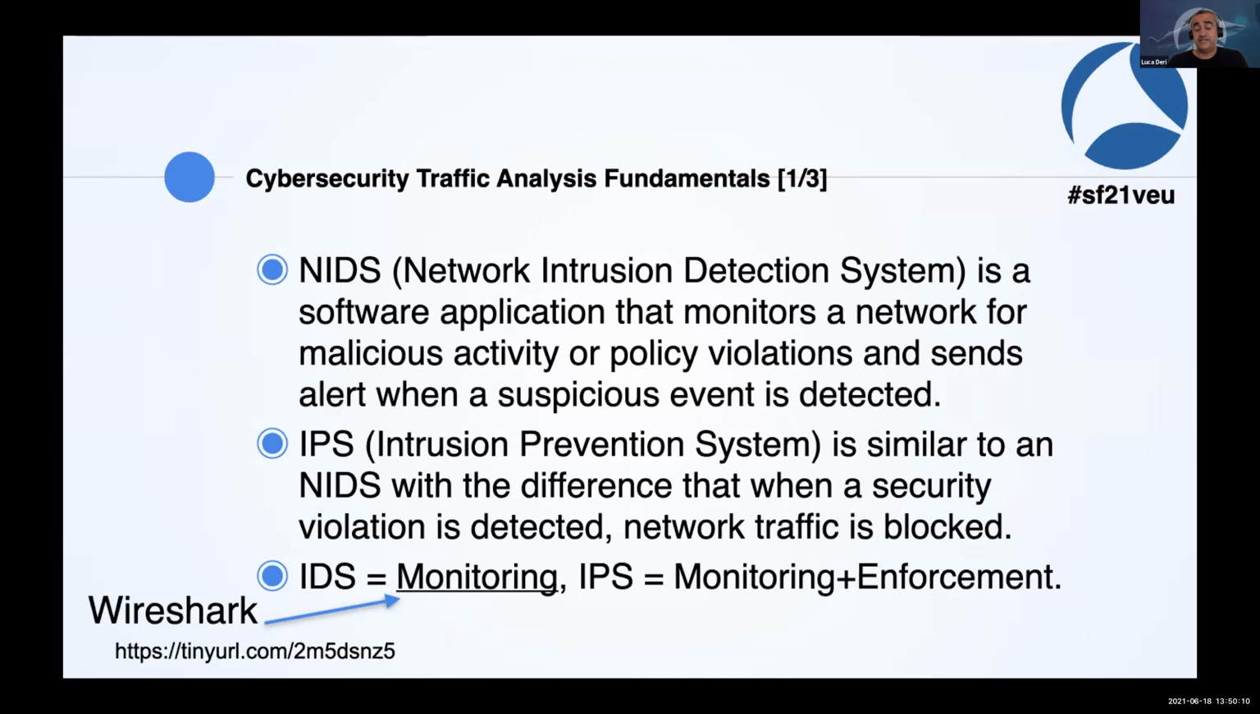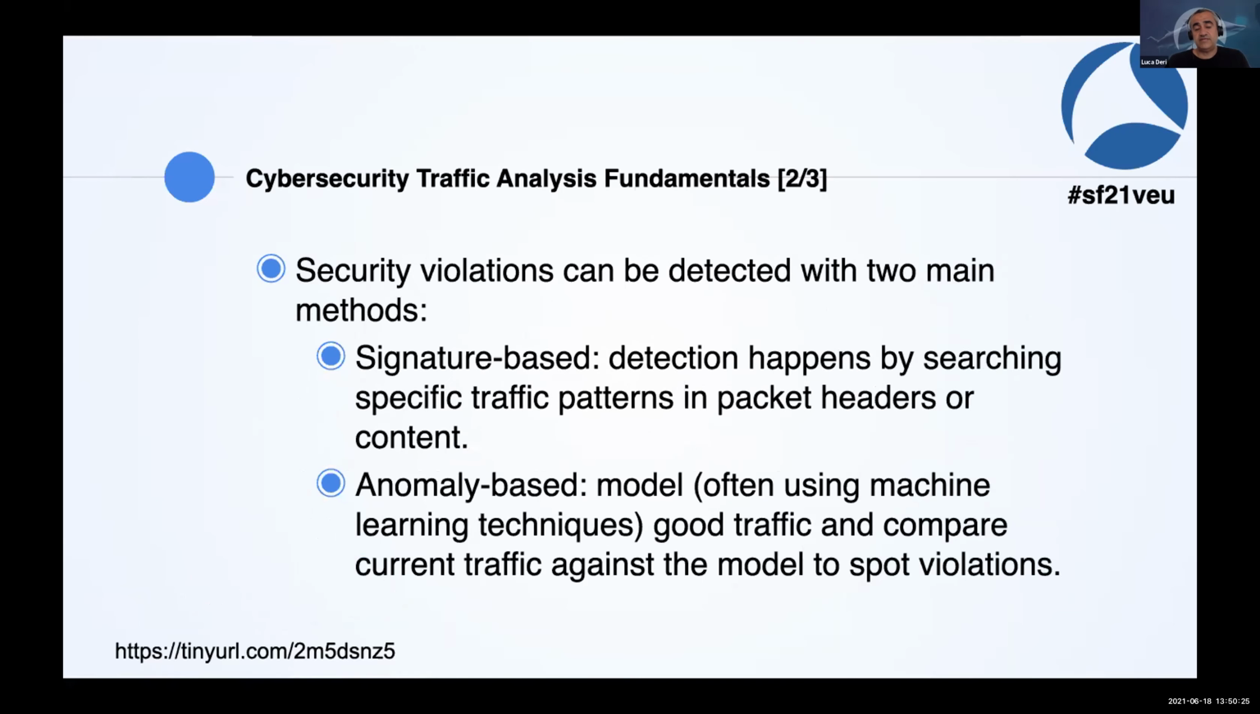Because Wireshark is about network monitoring, I consider that Wireshark falls in the first category, the IDS category. So in essence, today we'll be talking about how to extend Wireshark with some IDS-like features. And how to do that? There are basically two possibilities here. The first one is signature-based detection.